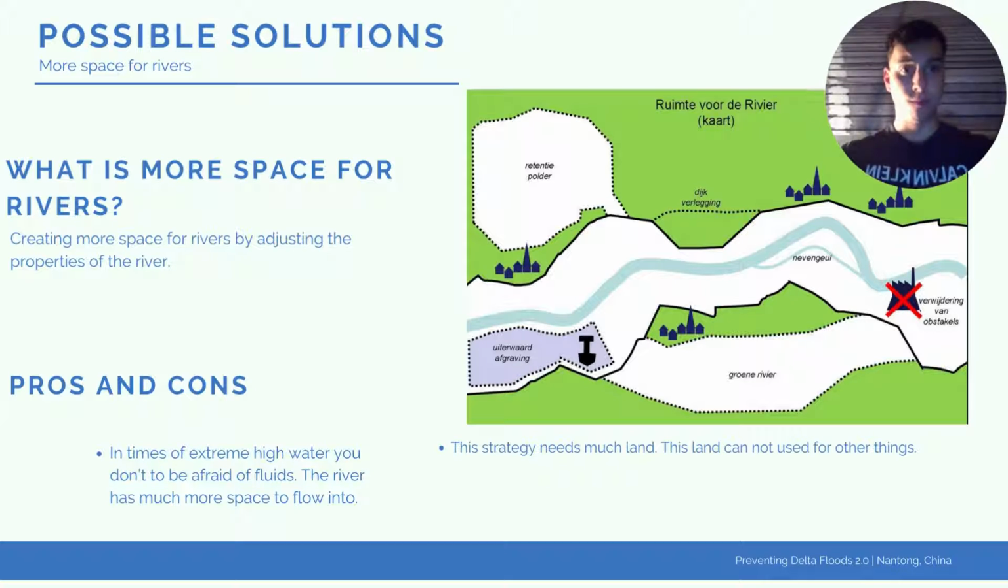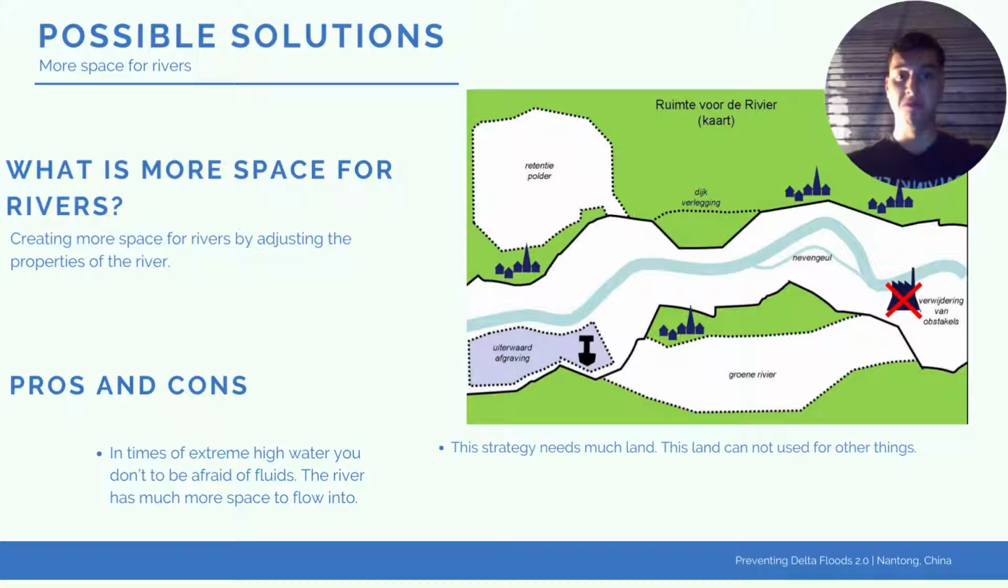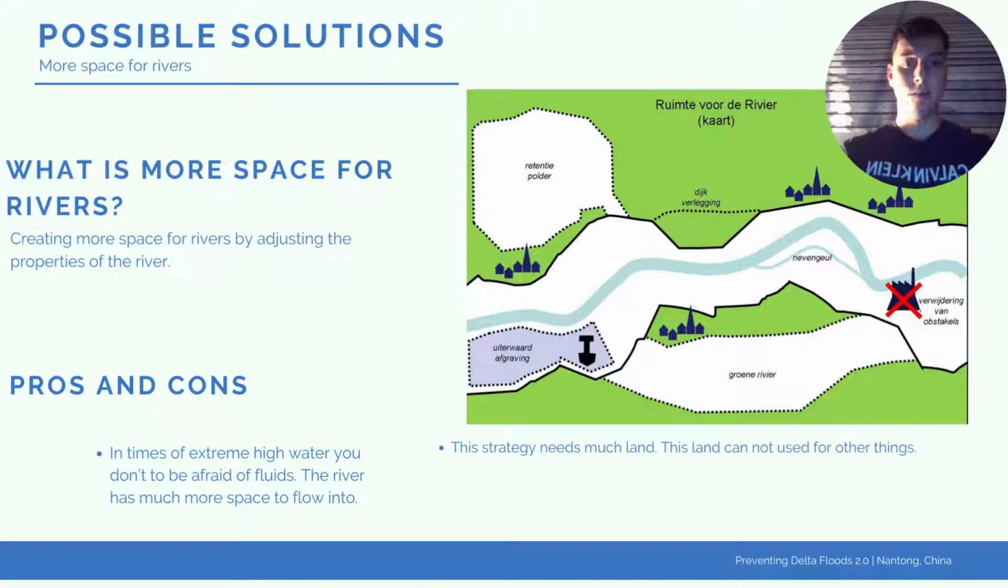So there's more room for the space to go in, and that's why with extreme high water, it cannot harm the buildings and villages around the river. For the strategy, you need more land, and this land is being needed for the program. It cannot be used for anything else. That's a big con of this solution.